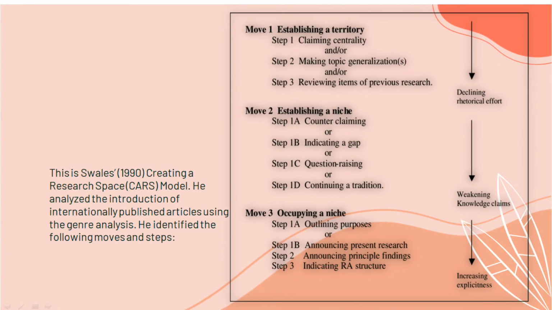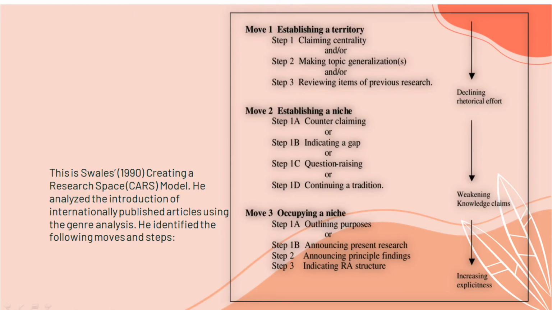To better understand the concepts of move and steps, we have here Swales 1990 creating a research space model or CARS model where he analyzed the introduction of internationally published articles using the genre analysis. So if you will be reading an internationally published scientific article, you will probably notice that they follow a specific pattern. Aside from this, if you're a writer and you want your work to be published in an international setting, it would be advisable if you will follow the move and steps identified by Swales.